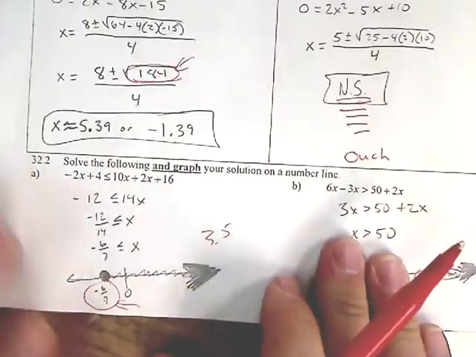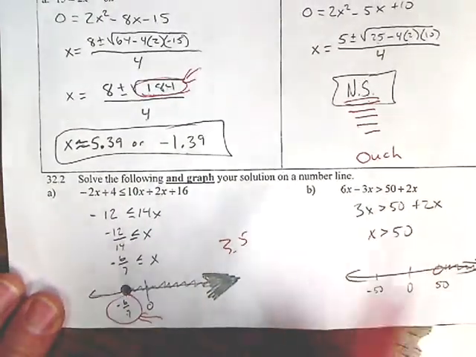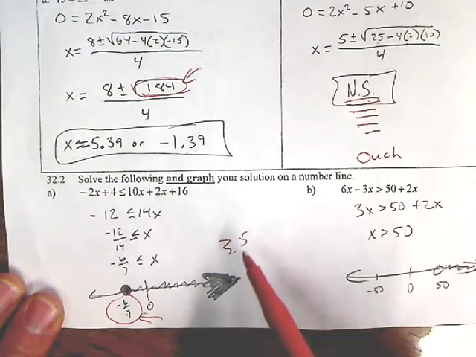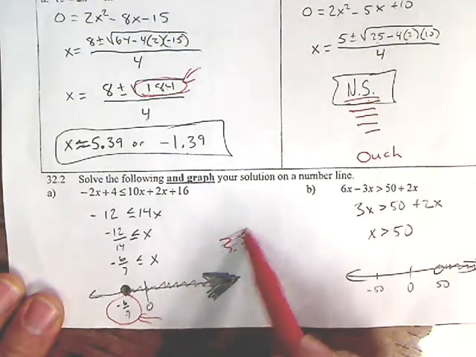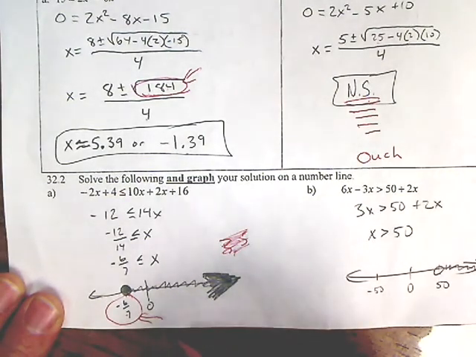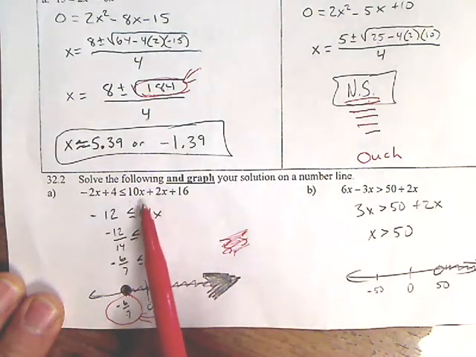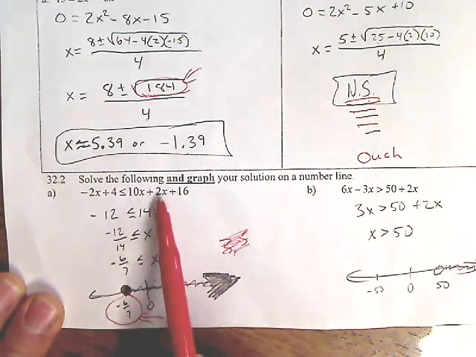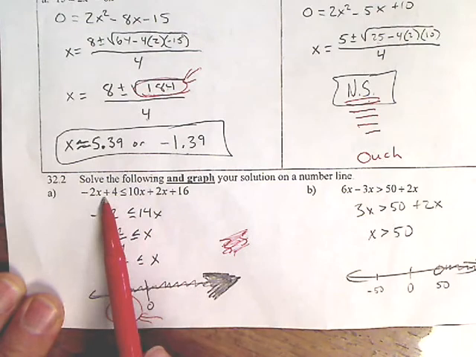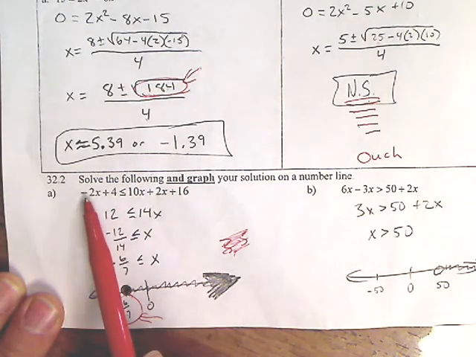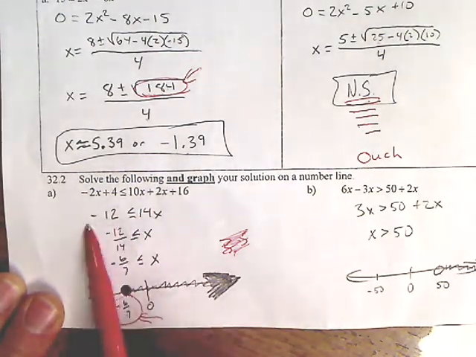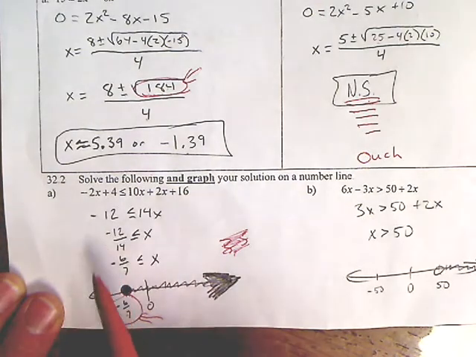And inequalities. When you divide or multiply by a negative number, it flips the inequality. Combine like terms. Subtract 16 from both sides. Add the 2x. That's how I got to here. Divide by 14. I didn't divide by a negative, so it didn't flip the inequality.